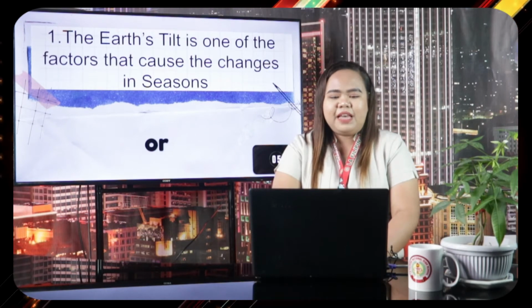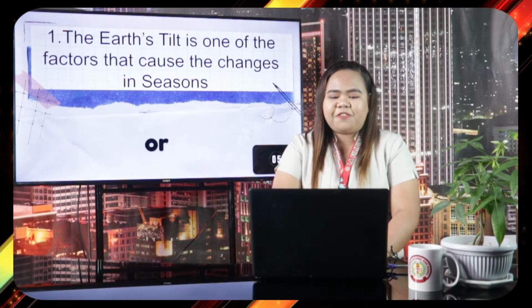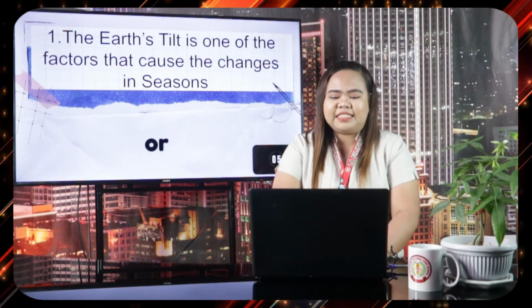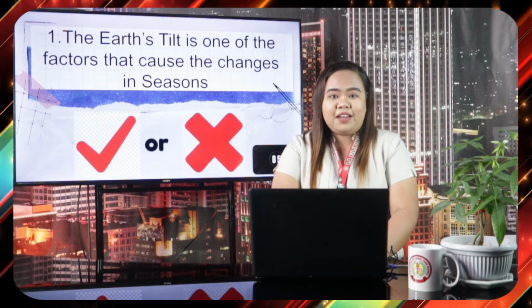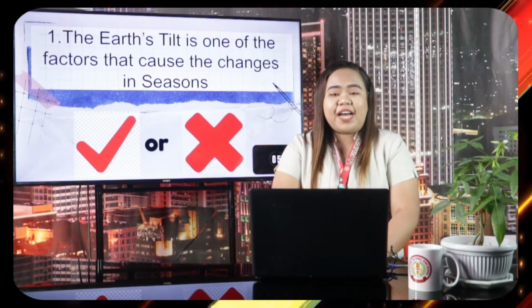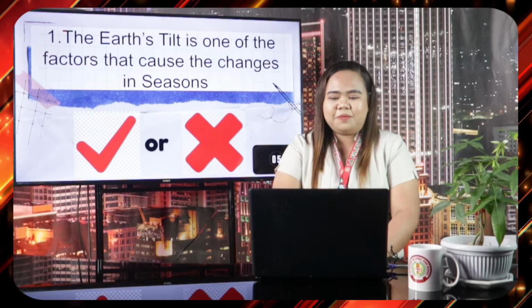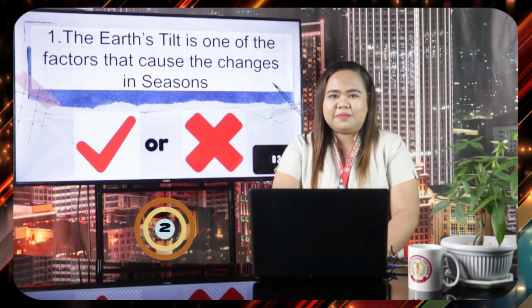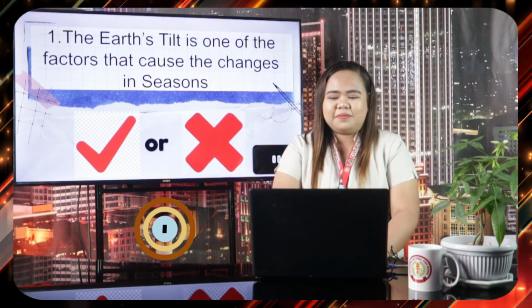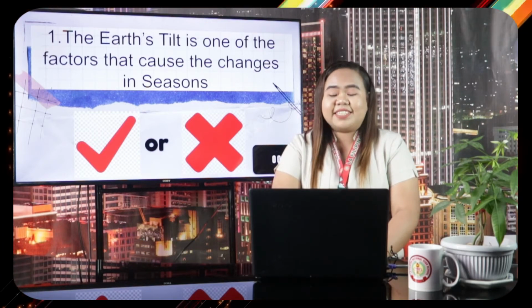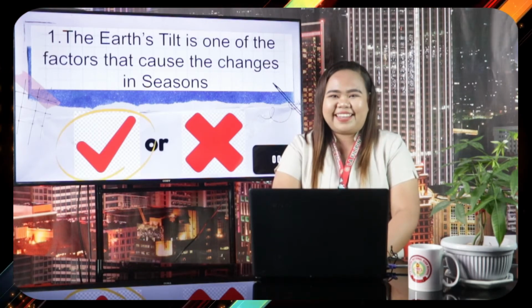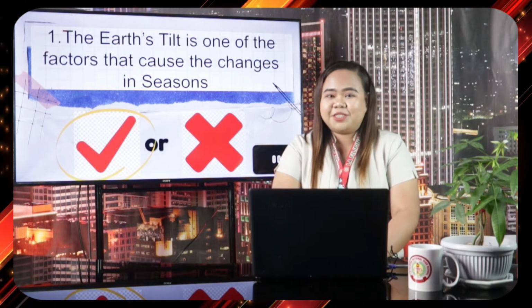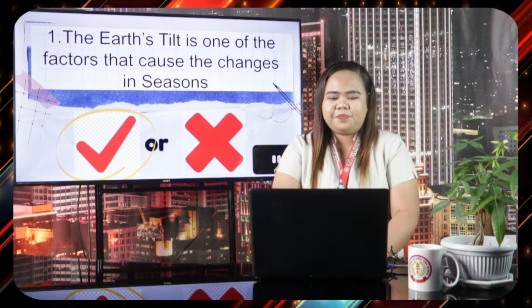Number 1. The Earth's tilt is one of the factors that cause the changes in seasons. Is it correct or incorrect? Your 5 seconds starts now. The correct answer is correct. Okay, let's proceed to number 2.